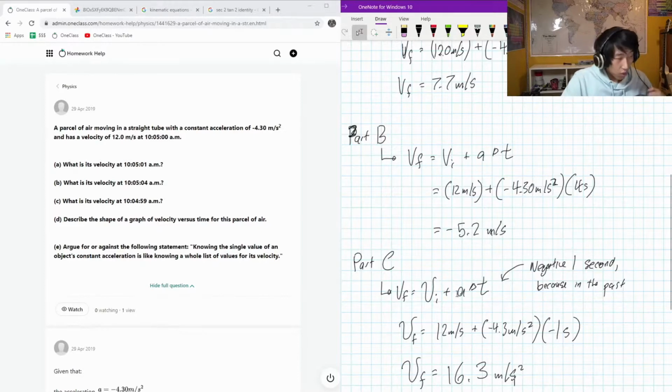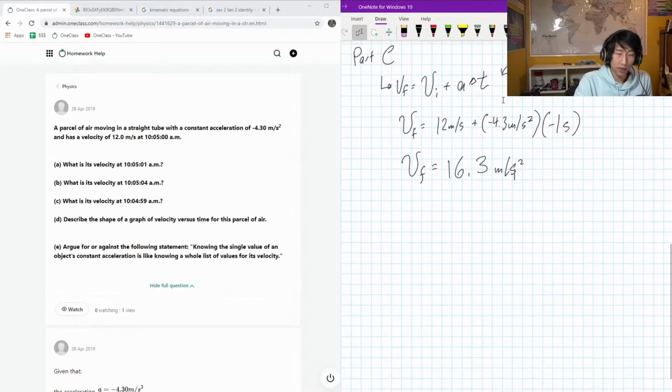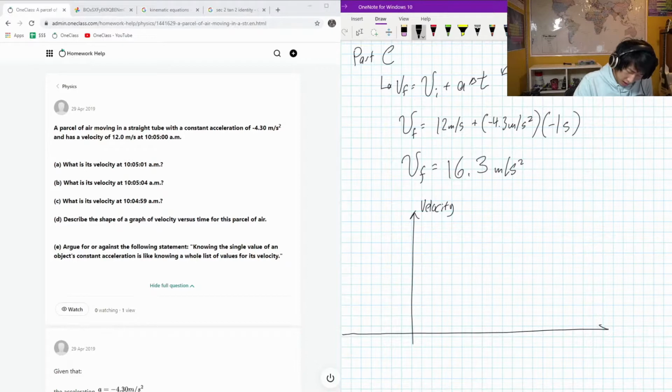Okay, cool. So that addresses part C of the question, and part D is describe the shape of the graph of velocity versus time. So as you can see, this kind of has a y equals mx plus b type of feel to it, because you see that a is going to be constant, vi is going to be constant, t is going to be our only variable. So essentially what this graph is going to look like is, if here is our velocity and this way is our time, essentially it's going to look like a linear straight line like this.